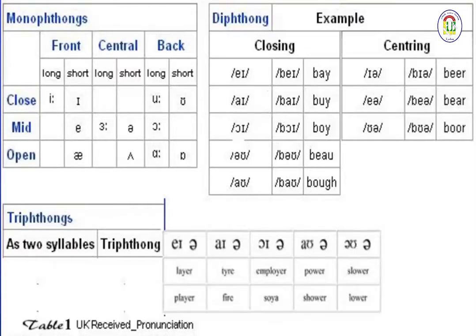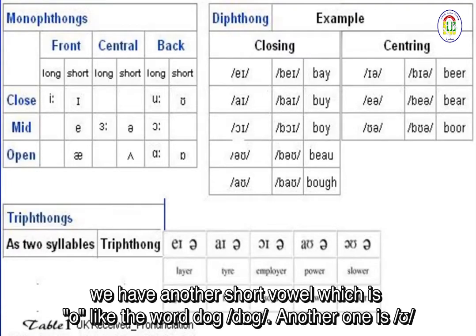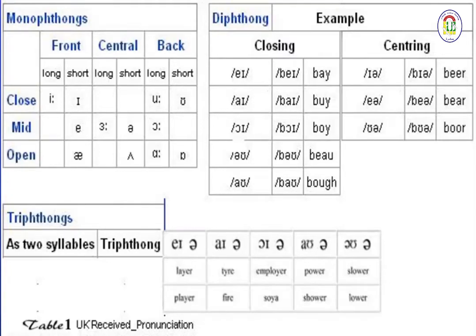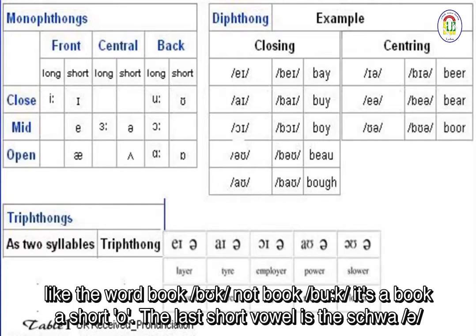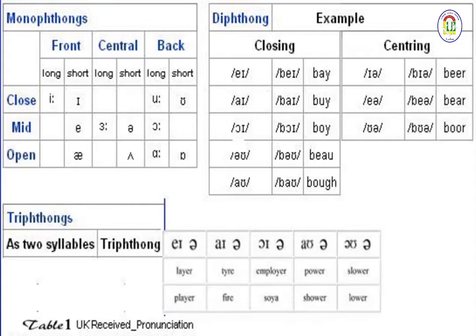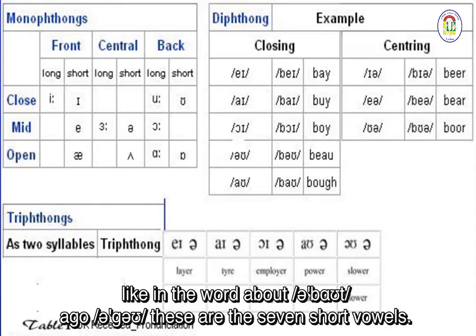We proceed. We have another short vowel, which is O, like the word dog. Another one is U, like the word book, a short U. The last short vowel is the schwa, like in the word about, ago. These are the 7 short vowels.